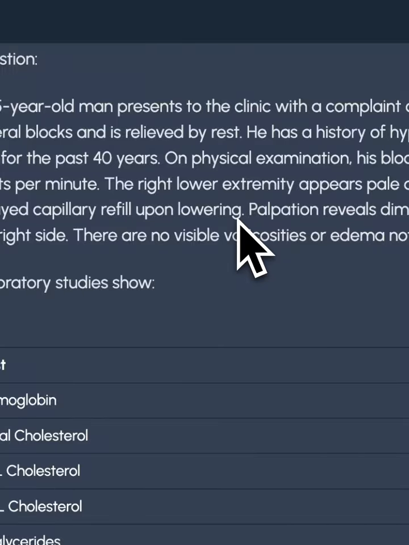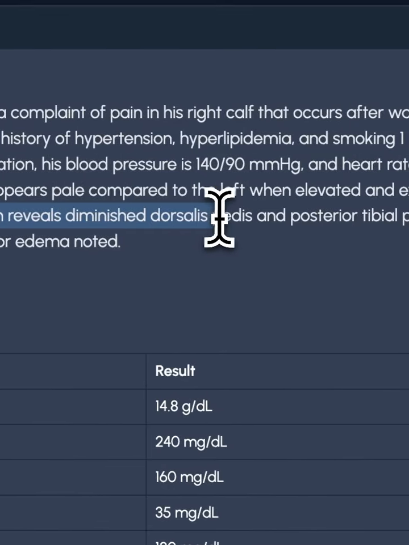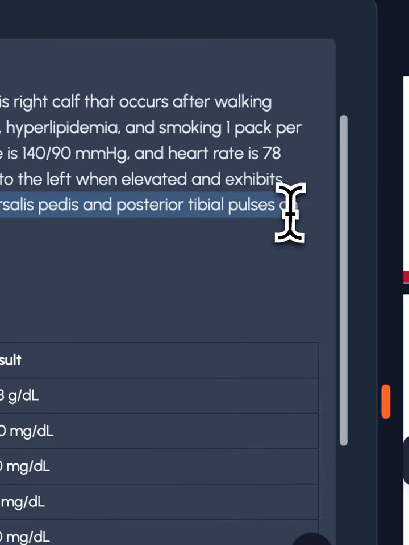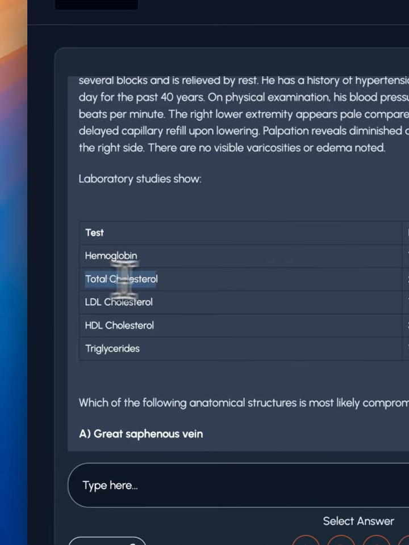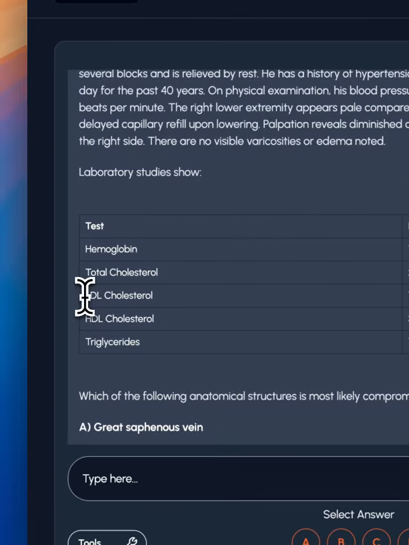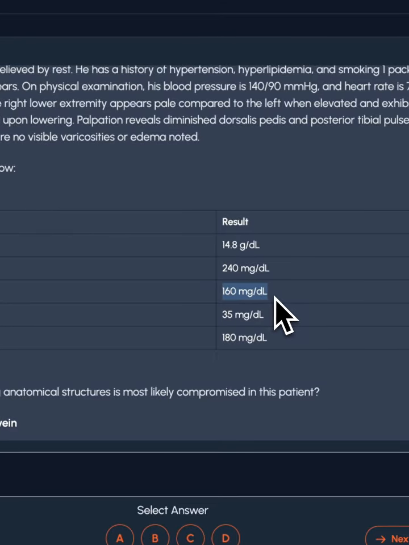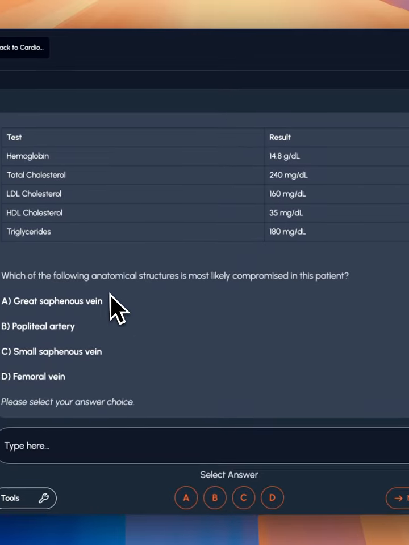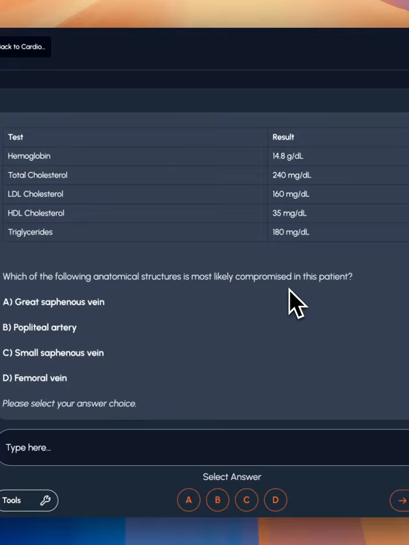Okay, so we know there's a perfusion problem. Palpation reveals diminished dorsalis pedis pulses and posterior tibial pulses, supporting that there's a perfusion problem here. Looking at the labs, we see that his cholesterol is in fact elevated. Specifically, one thing we need to focus on is the LDL cholesterol, which is the worst out of the bunch here. Which of the following anatomical structures is most likely compromised in this patient?